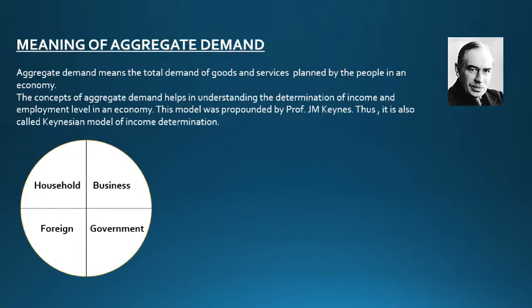To put it into the equation of aggregate demand, we can say that AD equals C plus I plus G plus X minus M. Here C stands for consumption expenditure done by the household sector, I stands for the investment expenditure done by the business sector, G is the government expenditure, and X minus M refers to the net exports, that is the difference between the exports and imports of foreign sector. This equation of AD is for an open economy.